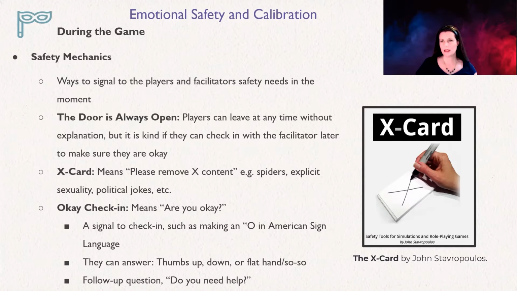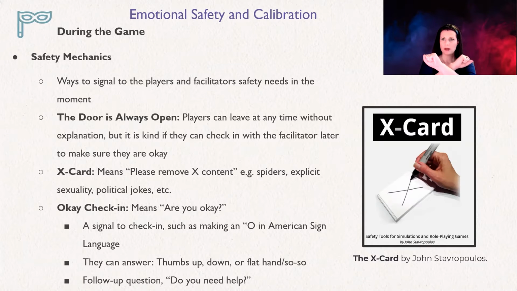Like you should have a way to draw a line or a no or an X card. The X card was a tool that was developed by John Stavropoulos. And this is for tabletop. You just draw an X, put it in the middle of the table. And if content comes up, let's say clowns or spiders, just point at the X and then say spiders. So clarify exactly what it is that you're X carding. It could be things like explicit sexuality or political jokes, or it could be anything. And that just means that we're going to remove it from play. No questions asked.